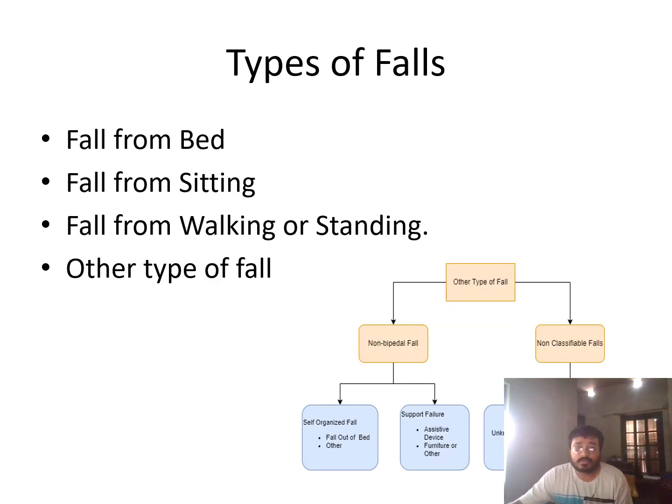Falls happen when a person loses their balance during walking or standing. There are many types of falls. Some of them are fall from bed, fall from sitting, fall from walking or standing. Other types of fall are shown in this picture.